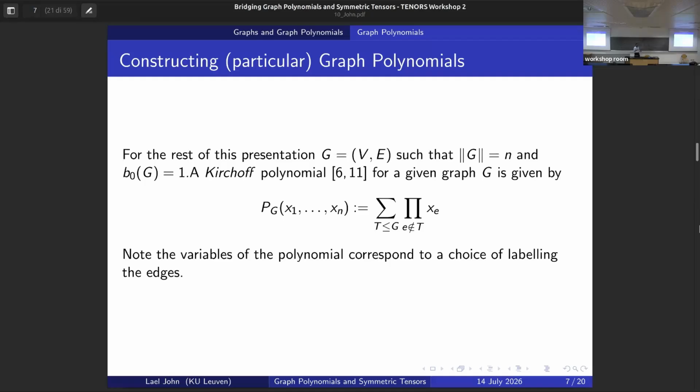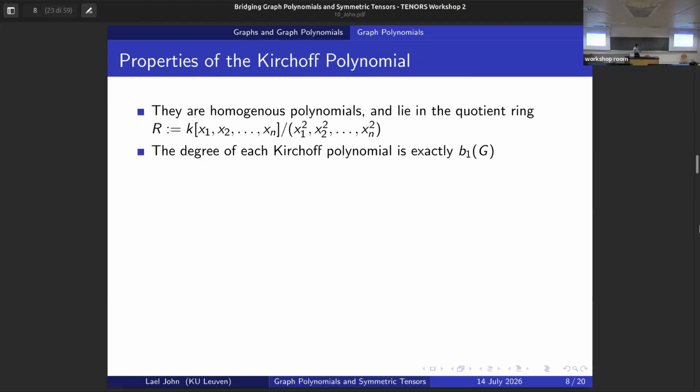And for this polynomial, it does not matter how I label my graph, because I'm summing over all spanning trees, so regardless of labeling, I'm going to get the same polynomial. There's a caveat that I will introduce in a bit, right? So where do these polynomials lie? They lie in this quotient ring, where my n comes from the size of the graph, and it's also quotiented out by the square terms, because I'm never going to be counting edges twice, right? Interestingly enough, the degree of my polynomial is exactly the number of loops in my graph.